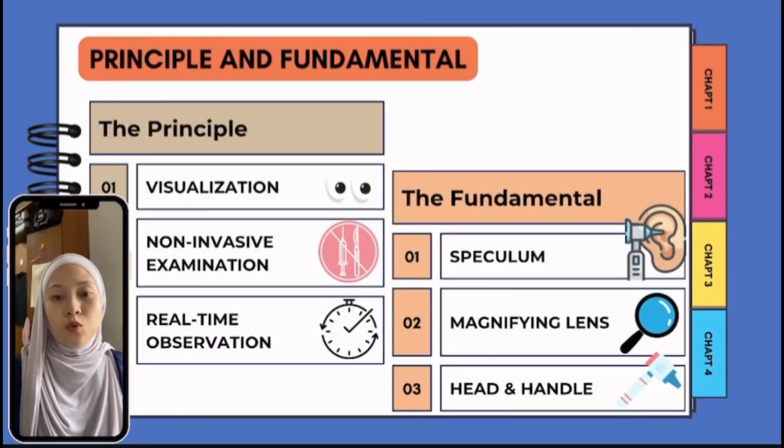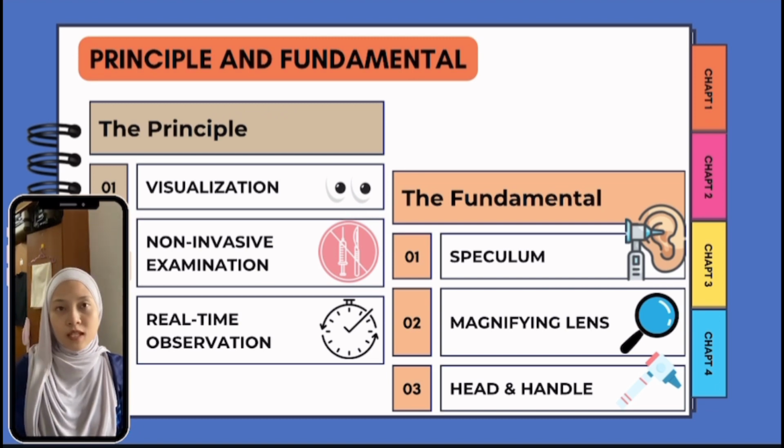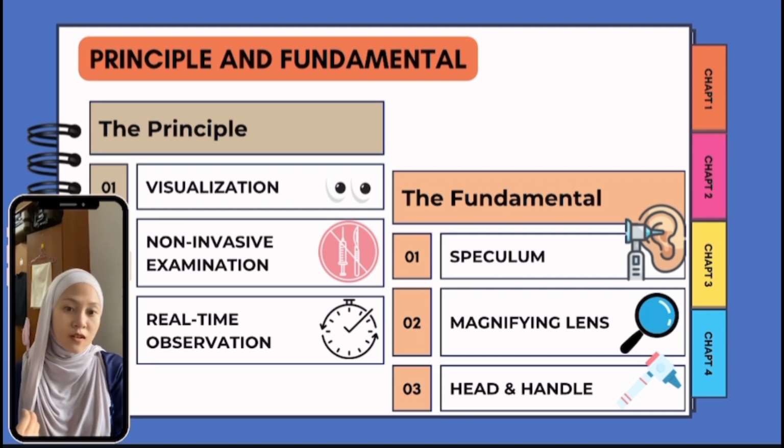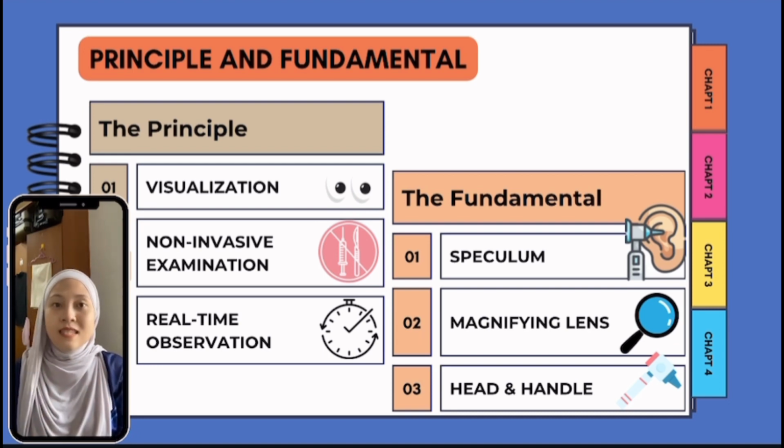Without further ado, let's move on with our first topic, which is otoscopy. Otoscopy is a clinical procedure used to examine the ear canal and eardrum to diagnose ear conditions. The principle and fundamentals of otoscopy involve using an instrument called an otoscope, which combines a light source and a magnifying lens to provide a clear view of the ear structure.